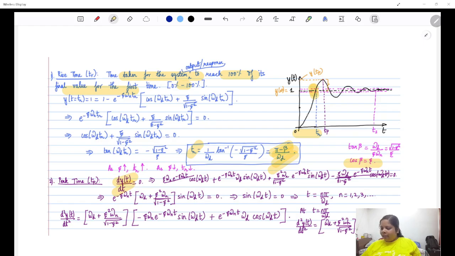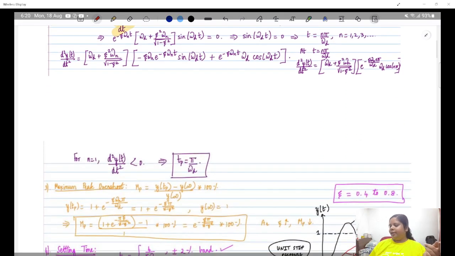So your dy by dt becomes 0 over here. What is the time where, the first time, the slope becomes 0? That is the peak that you are achieving. We are not finding out the value of the peak over here. We are rather interested in finding out the time spent to reach that peak. So that is called peak time.